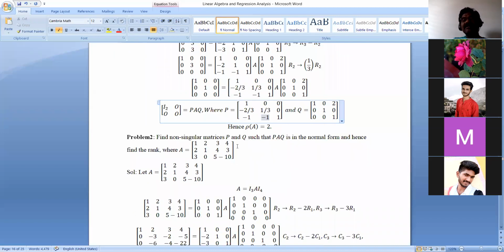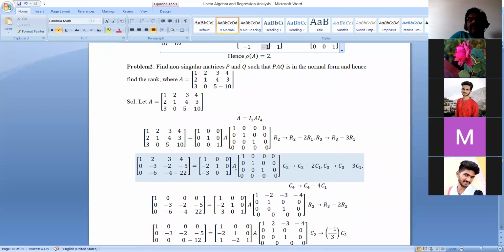These are the non-singular matrices P and Q. And then the normal form matrix, the size of the identity matrix, is 2, hence the rank of the matrix is equal to 2. Next, we want to find the non-singular matrices P and Q such that PAQ is the normal form, and hence find the rank.